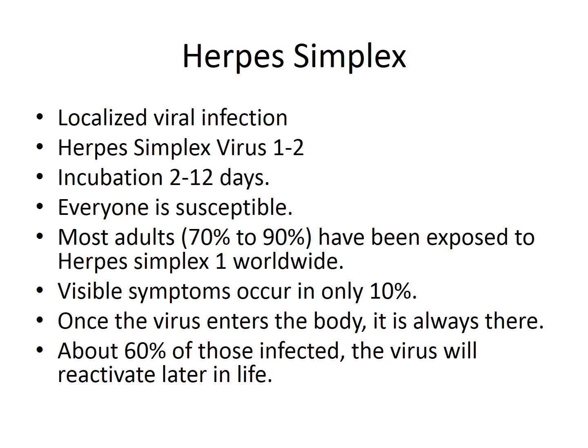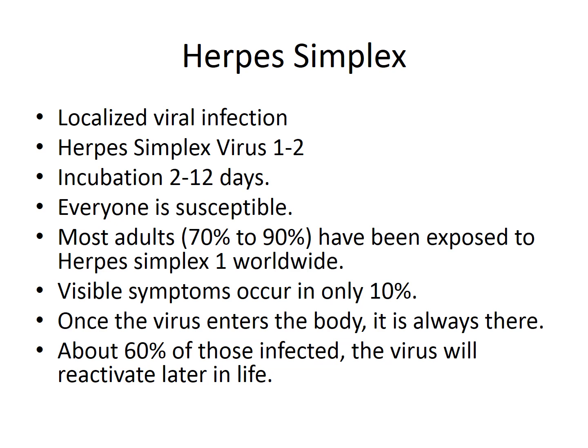Okay, the next viral infection we're going to talk about is herpes simplex. Herpes simplex is a localized viral infection, so it is not going to be something that is systemic. There are two kinds of herpes simplex: virus 1 and virus 2. Incubation period is anywhere from 2 to 12 days. Everyone is susceptible to herpes simplex.